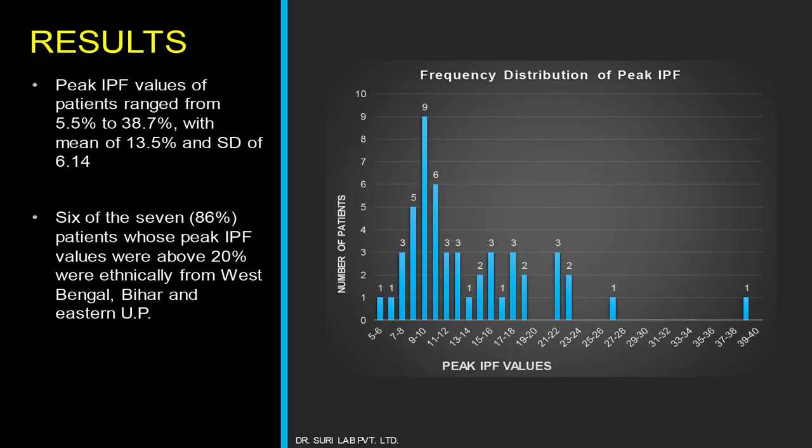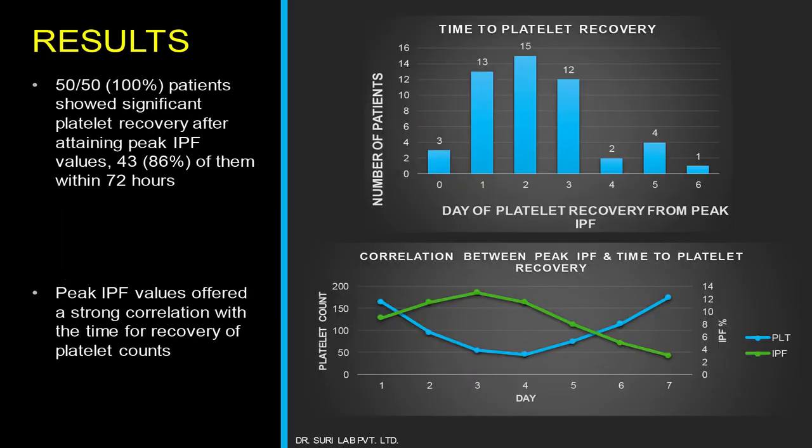86% of the patients whose peak IPF values were above 20% were ethnically from West Bengal, Bihar and Eastern UP, typically the Harris platelet syndrome belt. 100% of patients showed platelet recovery and 86% of them within 72 hours. And peak IPF values showed a strong correlation with time to recovery of platelet counts.